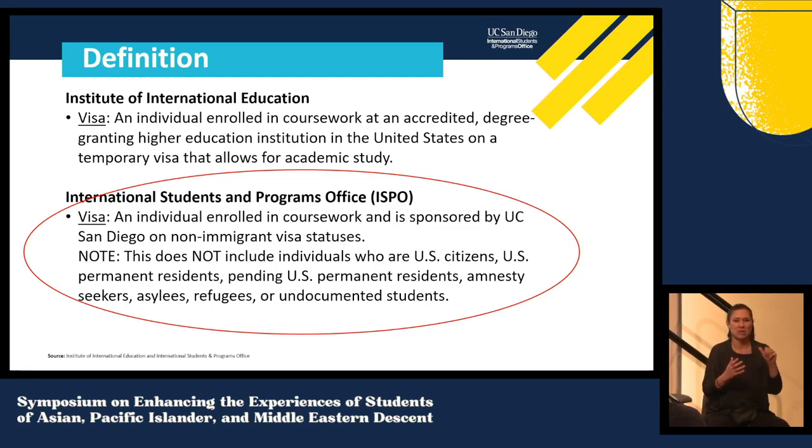Well, what does that mean? In general, it's students that are not US citizens, they're not asylee seekers, they're not permanent residents, they're not amnesty seekers or refugees or undocumented students. So that's how we've categorized them. The data that I'm going to show to you is based on that definition.